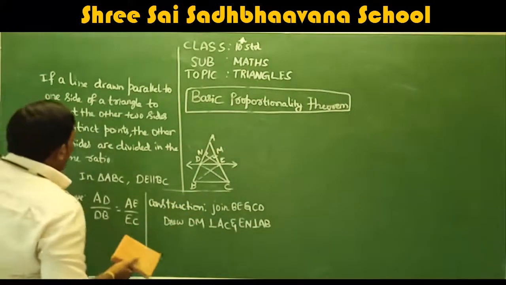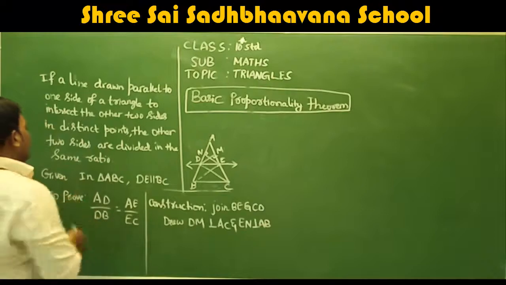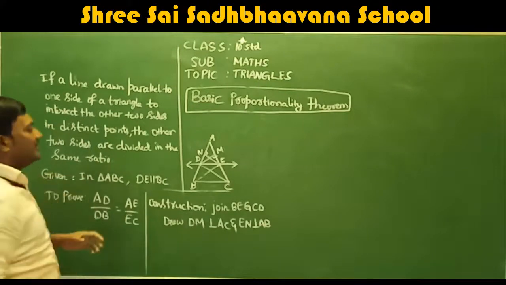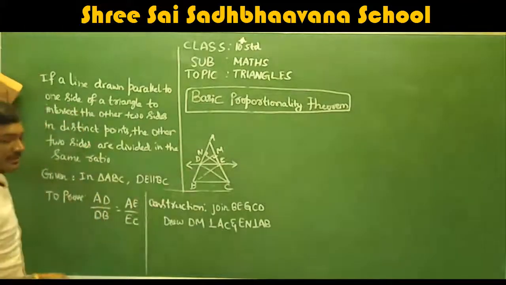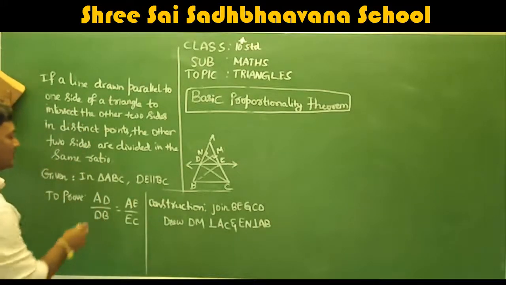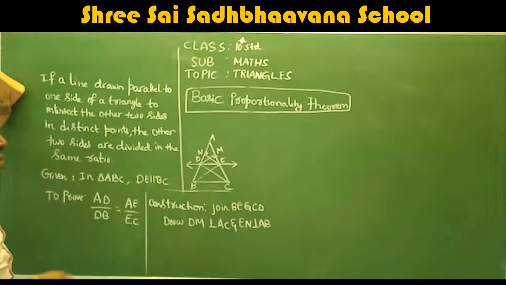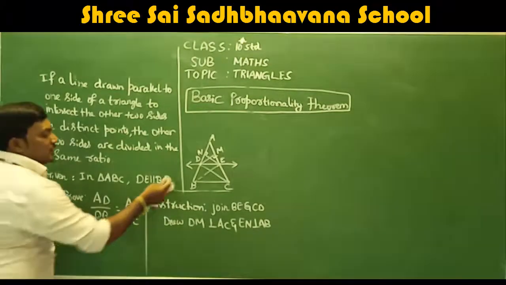So what is given? It is given in triangle ABC, DE is parallel to BC. This they only given. What we have to prove? As I said, AD by DB is equal to AE by EC. You have to prove. Constructions we are constructing.